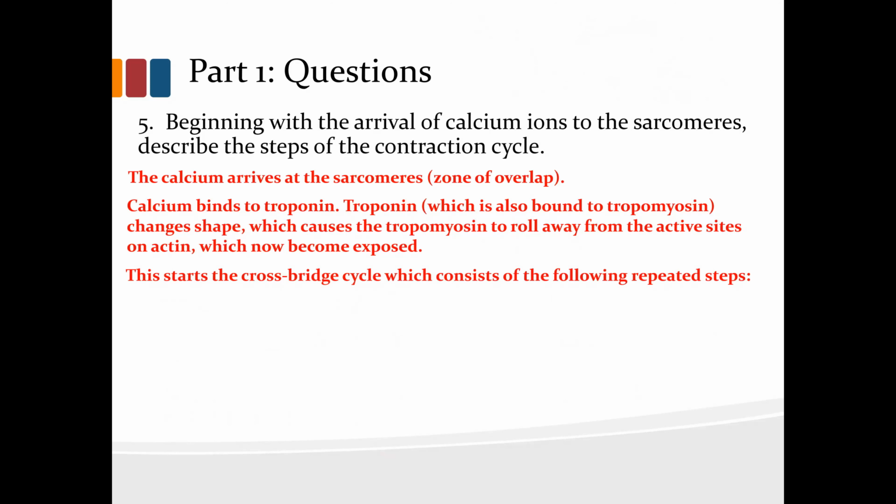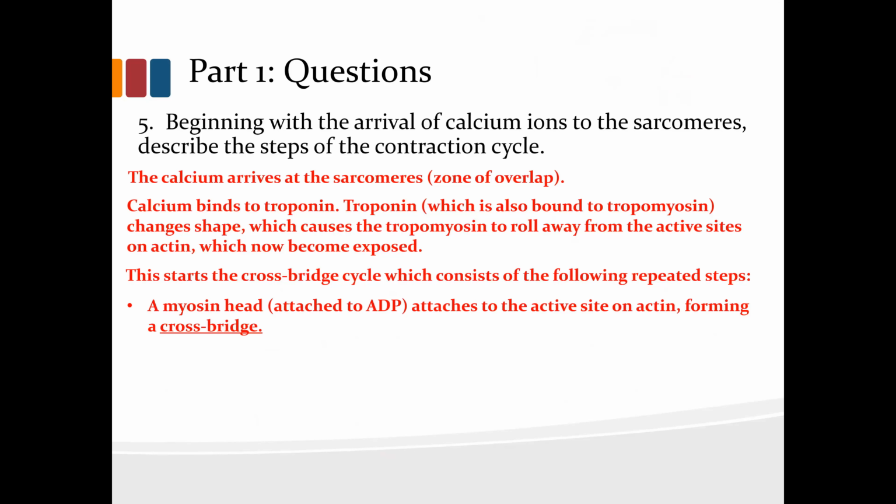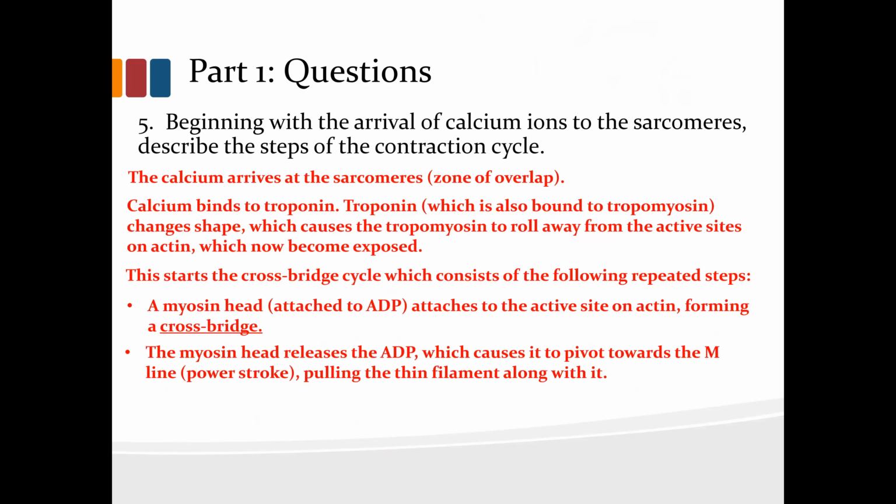Once the active sites on actin are exposed, this starts the cross-bridge cycle, which consists of the following repeated steps. A myosin head, which is currently attached to an ADP, attaches to the active site on actin, forming what is called a cross-bridge, which is a physical connection between the thick and thin filaments. The myosin head releases the ADP, which causes it to pivot towards the M line. This is called the power stroke. And it pulls the thin actin filament along with it.